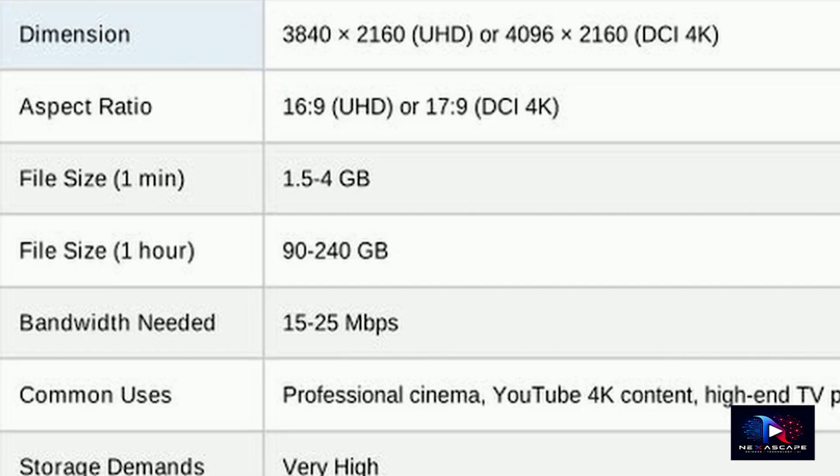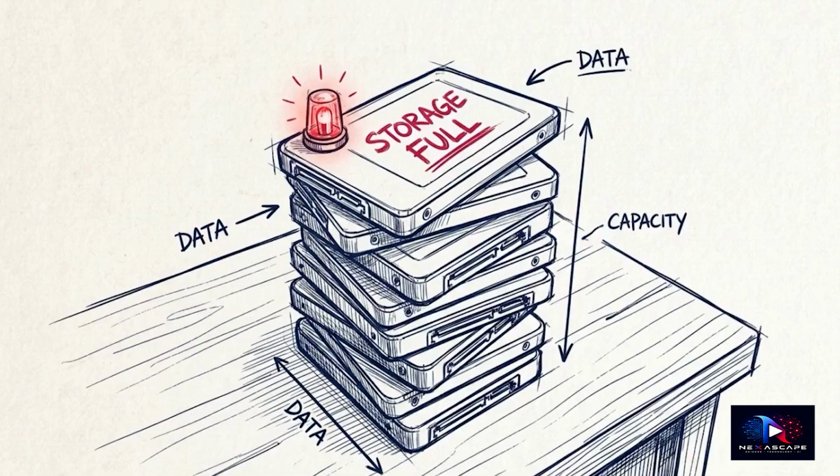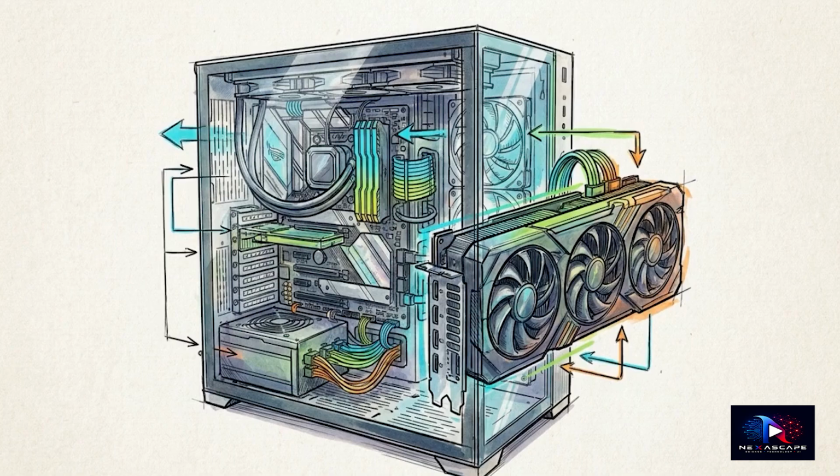That flexibility comes with a severe hardware cost. Shooting 1 hour of Ultra HD 4K generates up to 240 gigabytes of data and requires a constant streaming bandwidth of 15 to 25 megabits per second. 4K mandates expensive infrastructure. You will need high-capacity solid-state drives and a computer with at least 32 gigabytes of RAM and a dedicated graphics card just to play the timeline back smoothly.